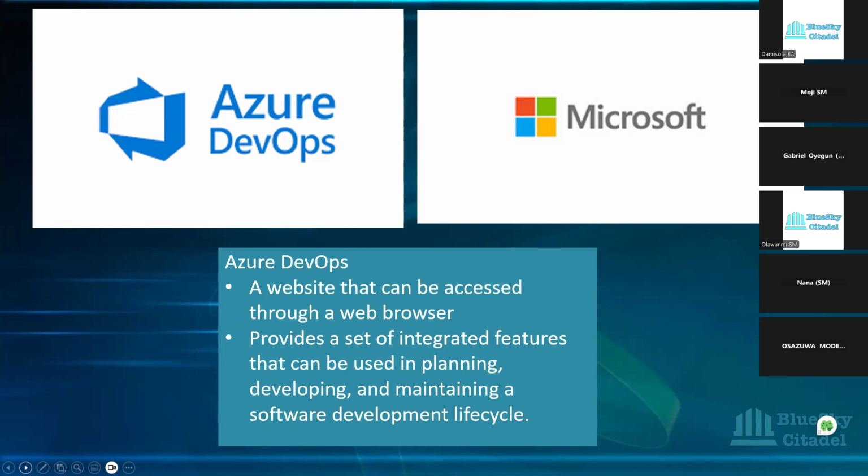So we want to look at what Azure DevOps is. Like I said earlier on, it's a cloud computing platform. So it's cloud-based, and it's a website that can be accessed throughout the world. You can access it through a web browser, and it provides some integrated features that can be used for the planning I talked about, the development, and maintaining the software development cycle. And like I said earlier on, it is provided by and owned by Microsoft, and you can access it from anywhere in the world because it's cloud-based.